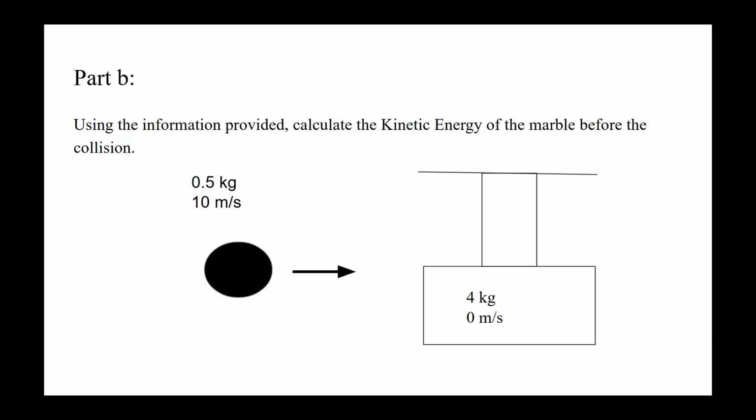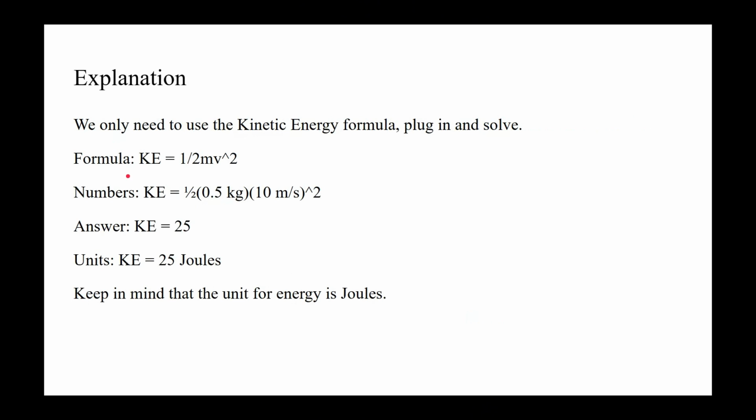So for part B, we want to use the information provided, calculate the kinetic energy of the marble before the collision. So this, again, is a fairly simple question. We just need to use the kinetic energy formula. Obviously, it's 1/2 mv squared. We have all our numbers, plug them in, and we should get 25 joules. Remember that the unit for energy is joules from last unit. So just keep that in mind, and you should be good for the first 2 questions on the exam.